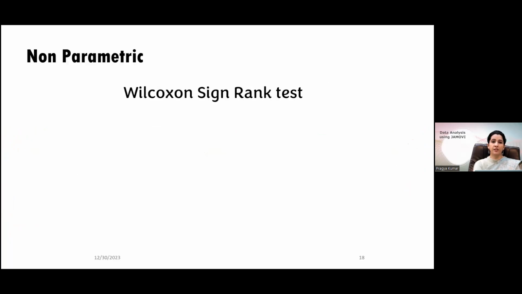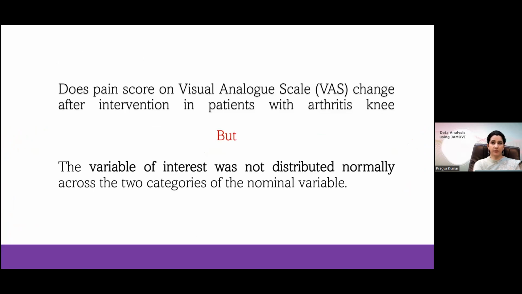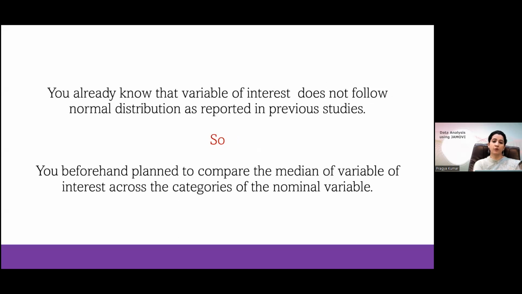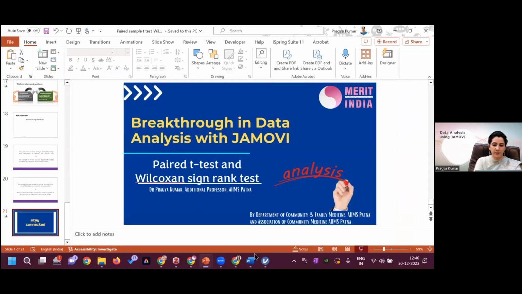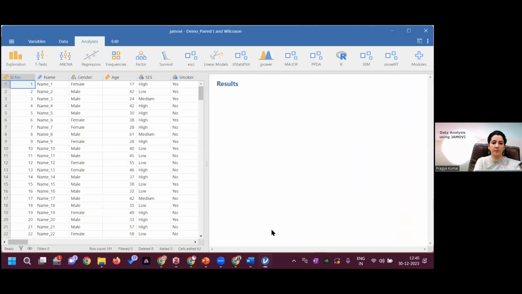Again, like we have seen with the independent sample test, like pain score, if my research question is, does pain score on visual analog scale change after intervention in patients with arthritis knee, but I know that the variable of interest is not normally distributed, then I may go for the Wilcoxon sign rank test. So let's see its interpretation. How do we apply this?